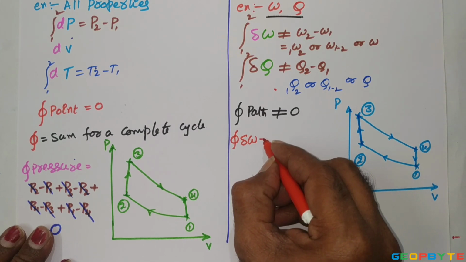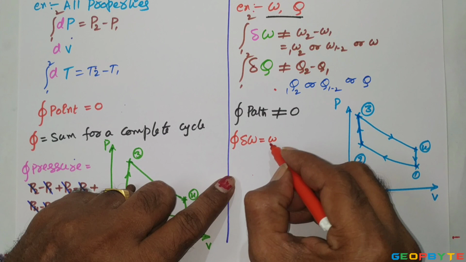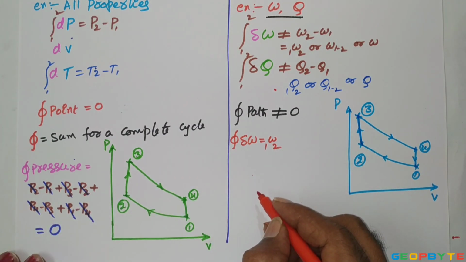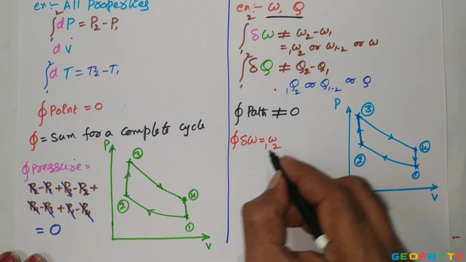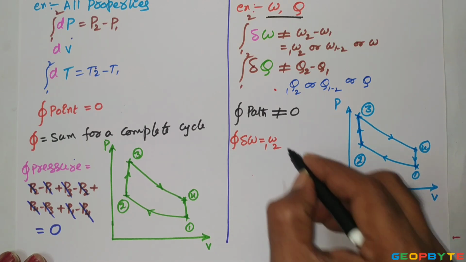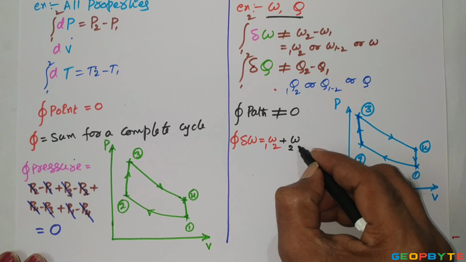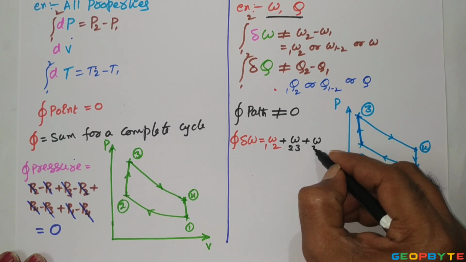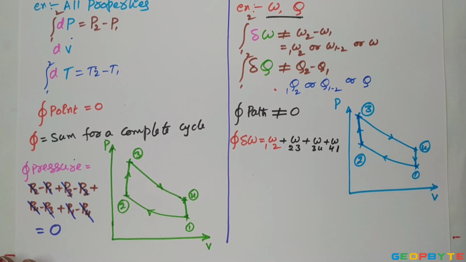Cyclic integral thermodynamic work is equal to W1 to 2. You should not write W2 minus W1 because it depends on the path followed by the process, in addition to the initial and final state. This is the work interaction for the first process plus the work interaction for the second process, W for 2 to 3, plus W for 3 to 4, plus the last one, W for 4 to 1.